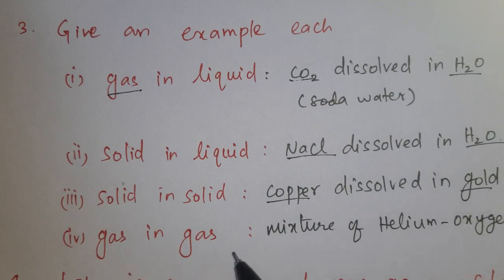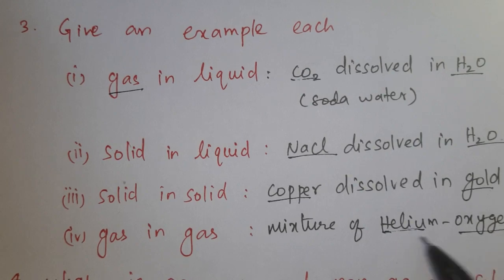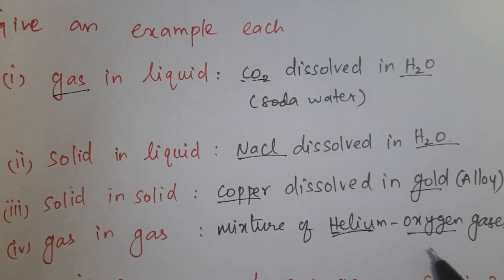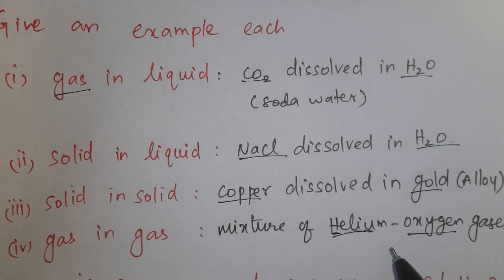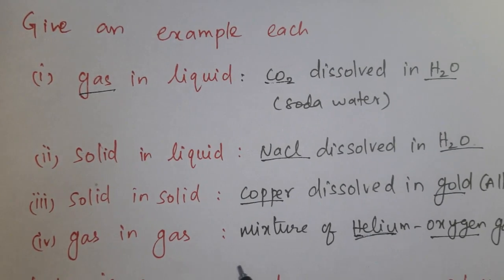Next, gas in gas. Helium gas, then oxygen also gas. Together we can call it heliox. Heliox is used in the medical field for pulmonary disease. It is used for breathing improvement. So now we can write only the example, that's enough. Gas in gas is the mixture of helium and oxygen gases.